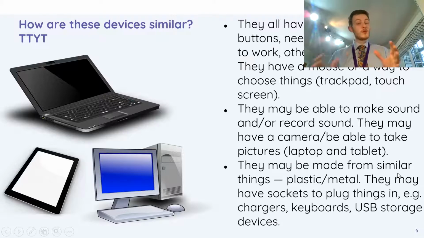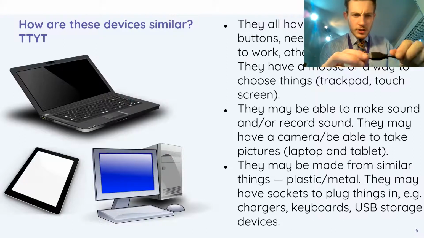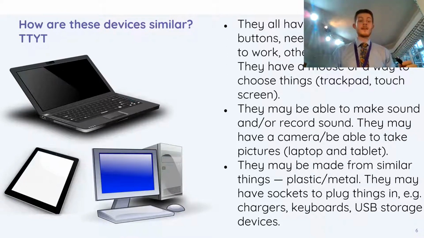They may be made from a similar material. They might be plastic or metal. They might have sockets. So there are little holes that can either give electricity out, like powering USB things, or be used to plug in a keyboard or a mouse. And they might look like this. If I just unplug this, it might look like this. These just plug in to the side of your computer, and then they make other things like the mouse work. Let's plug that back in.